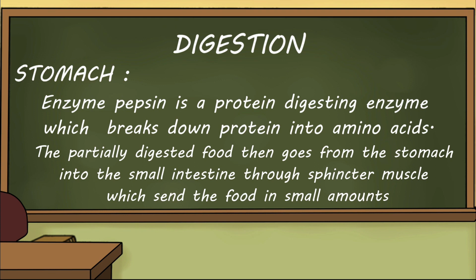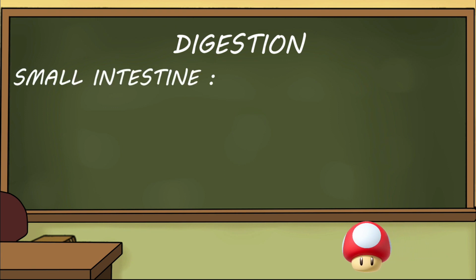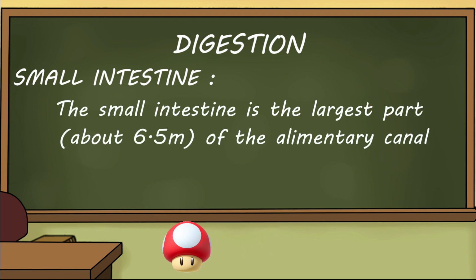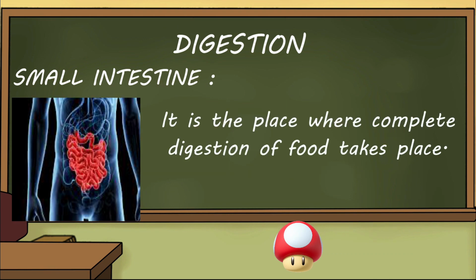The partially digested food then goes from the stomach into the small intestine through the sphincter muscle, which sends the food in small amounts. Now, let's talk about the small intestine. From the stomach, the partially digested food enters the small intestine. The small intestine is the longest part, about 6.5 meters, of the alimentary canal. The small intestine is very narrow and arranged in the form of a coil in our belly. It is the place where complete digestion of food takes place.